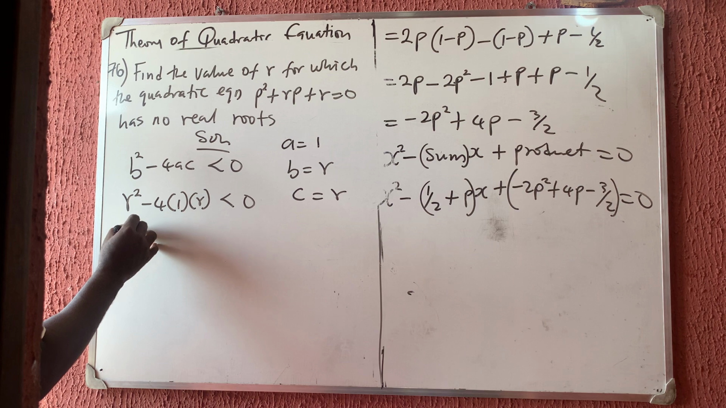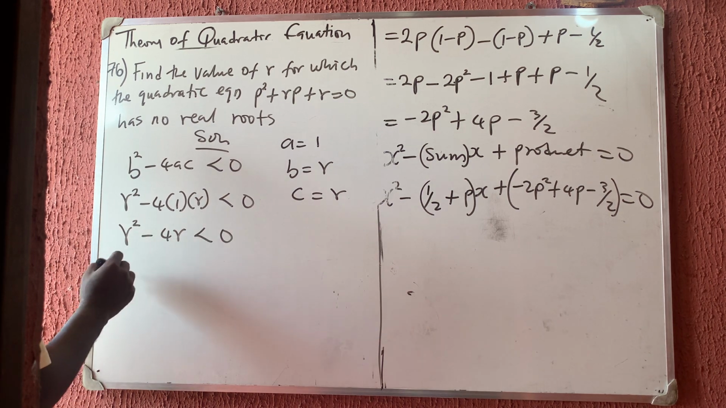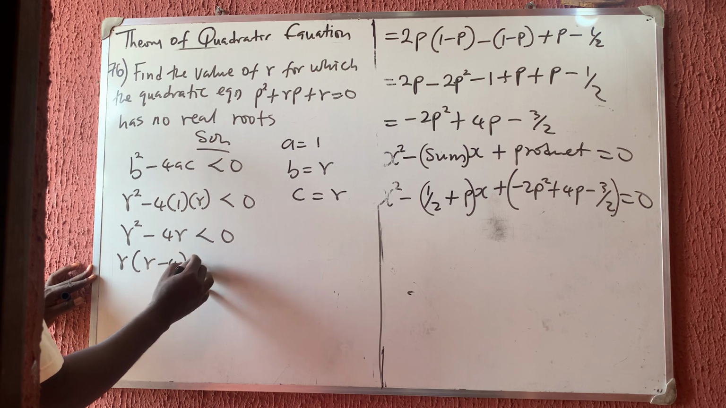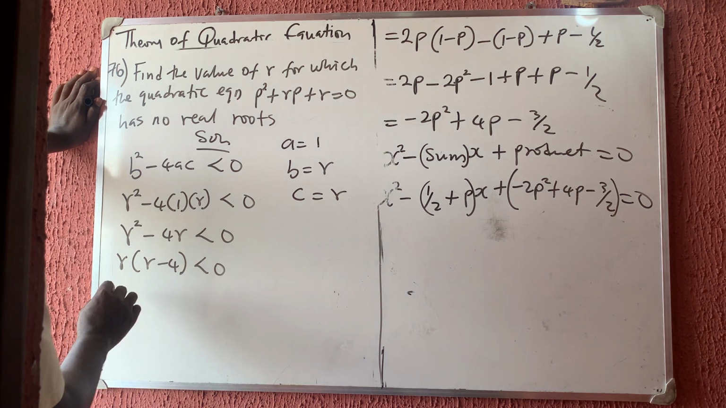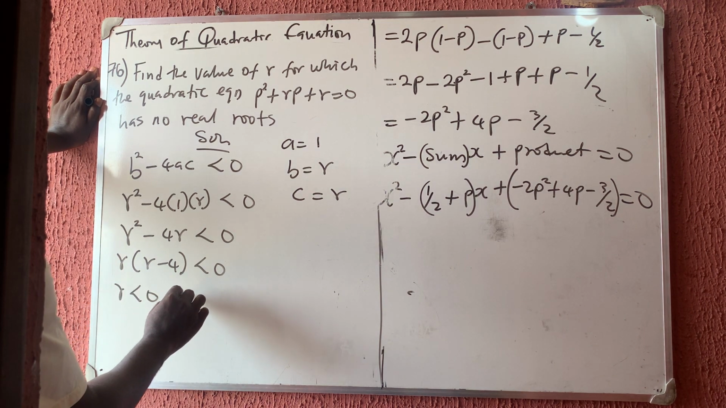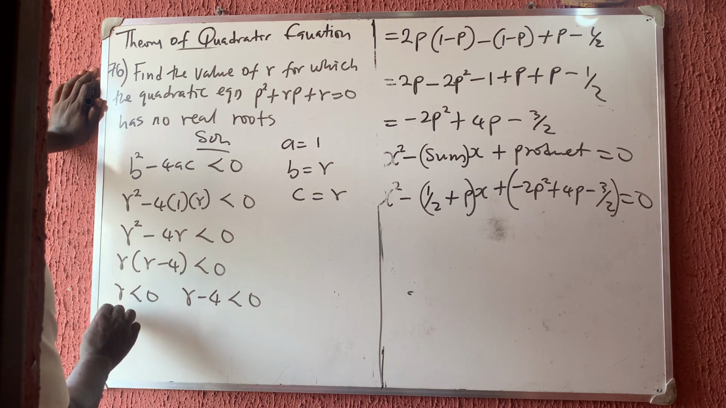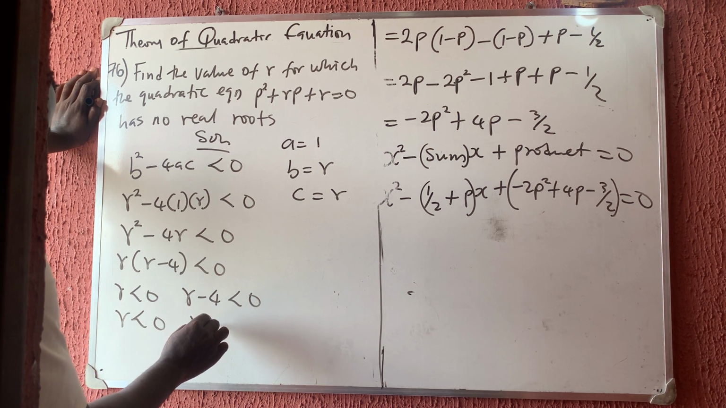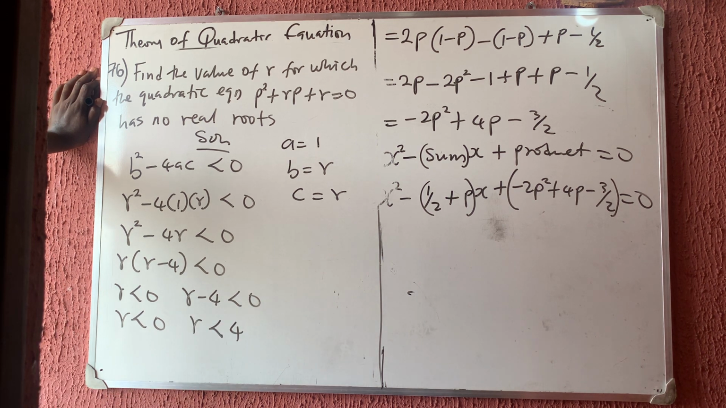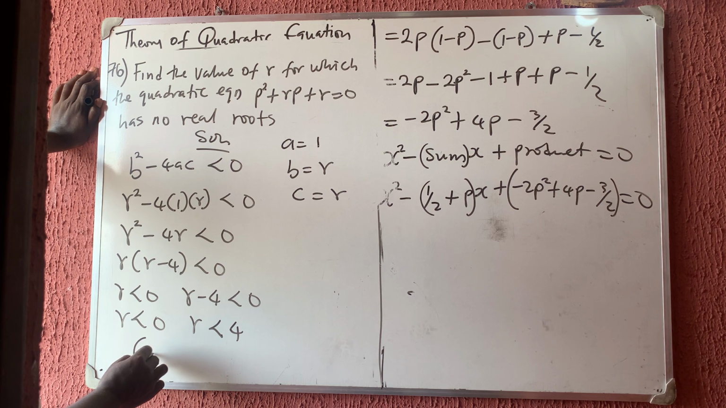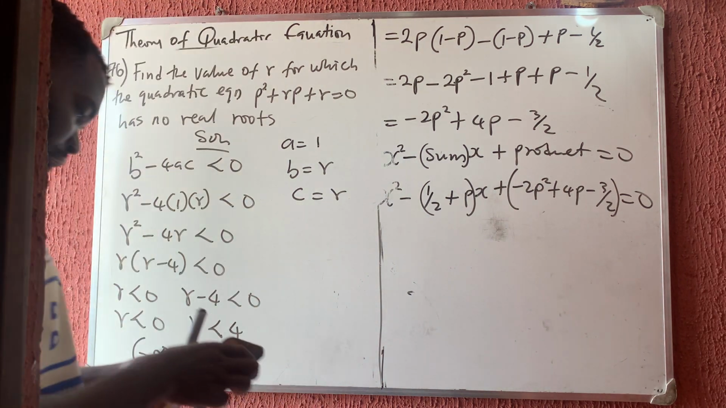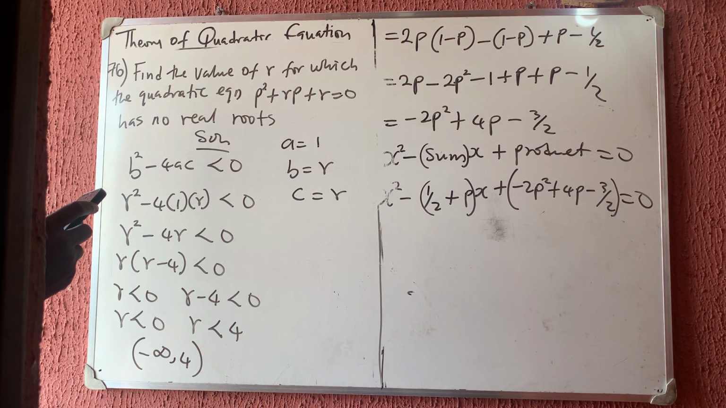So what do we have now? R squared minus 4r is less than 0. So r into r minus 4 is less than 0. So what do we have? That r is less than 0, or r minus 4 is less than 0. So r is less than 0, or r is less than 4. So r being less than 0 and equally less than 4. So that is from negative infinity to 4.